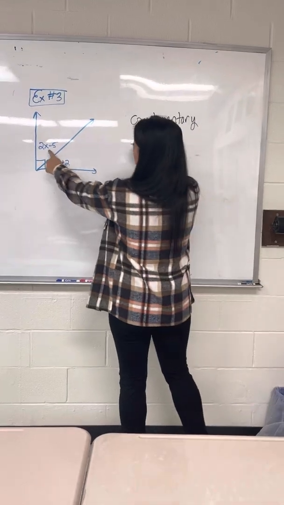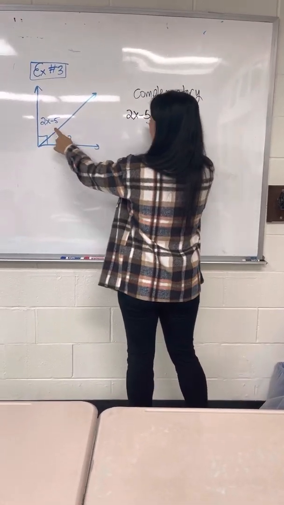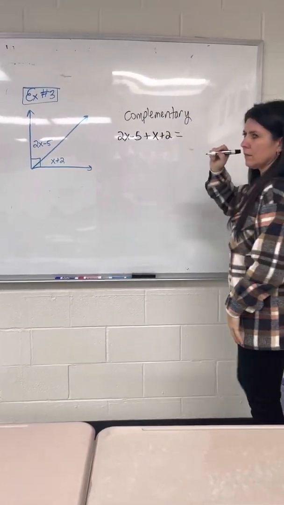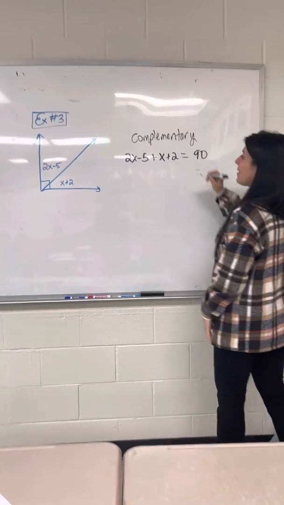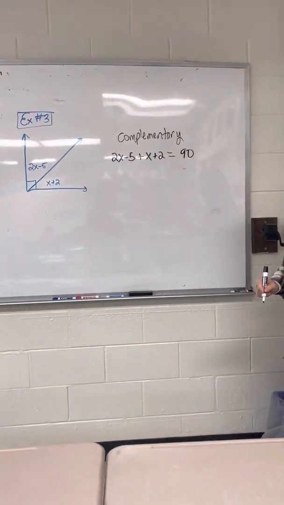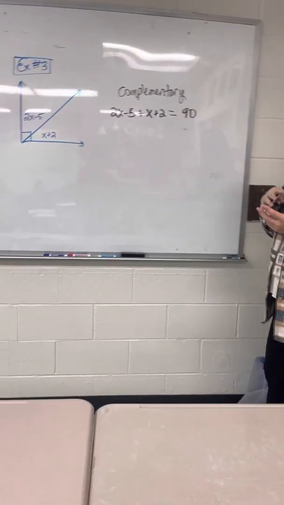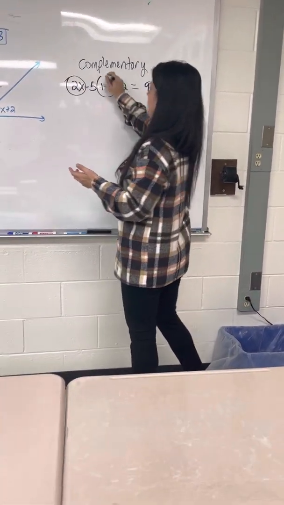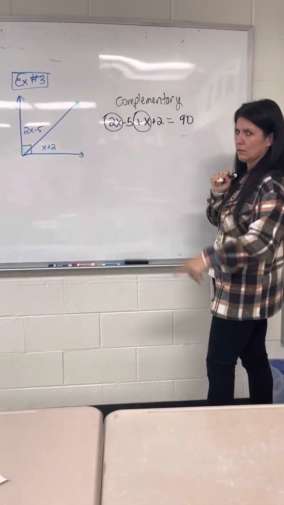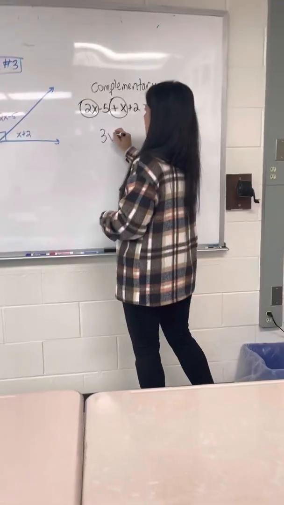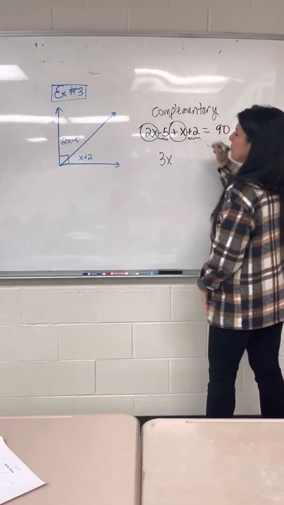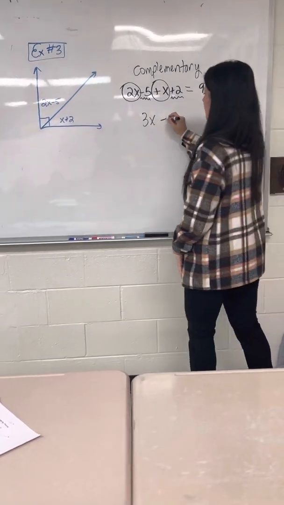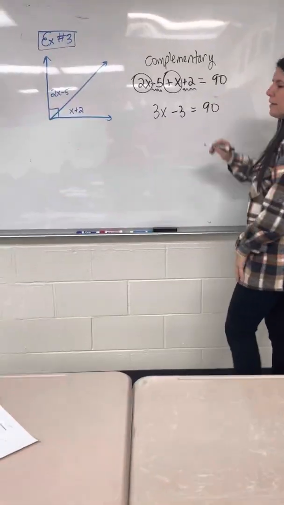I need to say in my equation, 2x minus 5 plus x plus 2 equals what? 90. Because I know that they have to add to 90. Now before I start moving anything around, I want to consolidate, combine like terms. I see a 2x and a plus x. What does that give me? 3x. I see a minus 5 and a plus 2 that can be combined. What does that give me? -3. Good. And I'm going to bring everything else down.